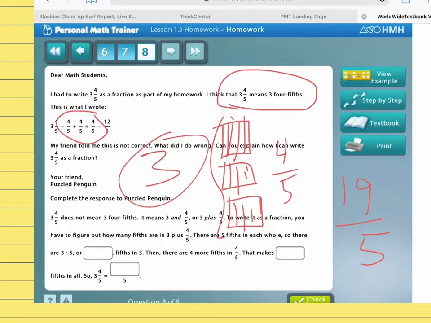So that would give me a total of 19/5 altogether. I could also do parts times wholes plus parts. 5 times 3 is 15, which is here, plus 4 is 19, and that gives me my total parts of 19/5. So remember, 3 4/5 is 3 wholes and 4/5, not 3 times 4/5. So that's an overview of Lesson 1.5 on Think Central.